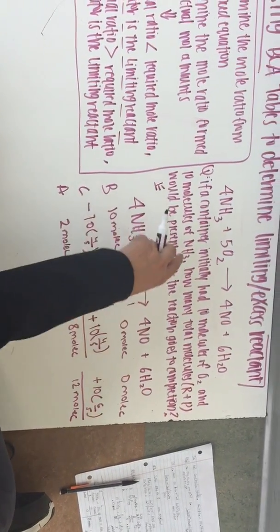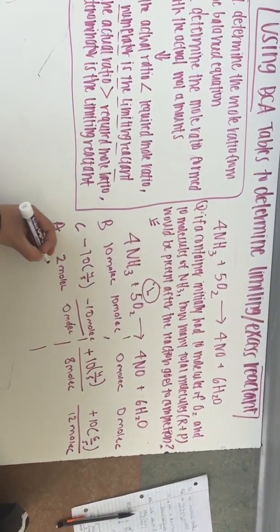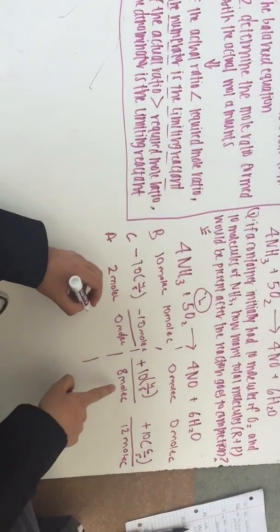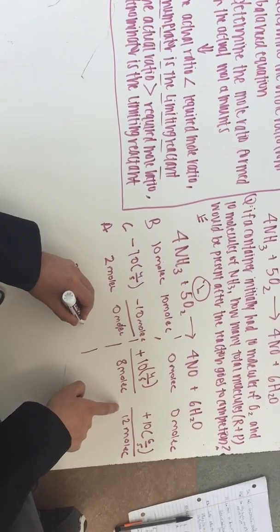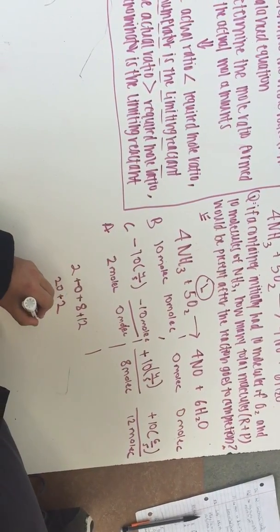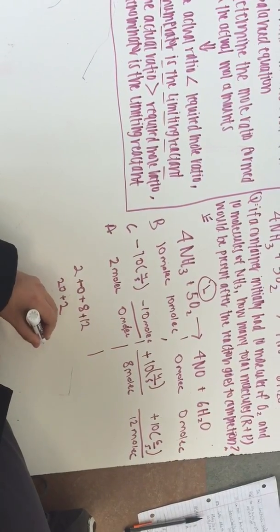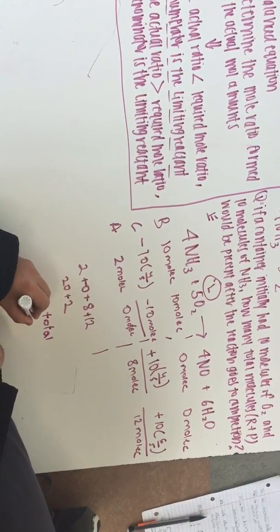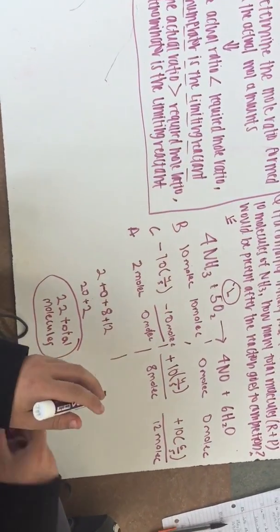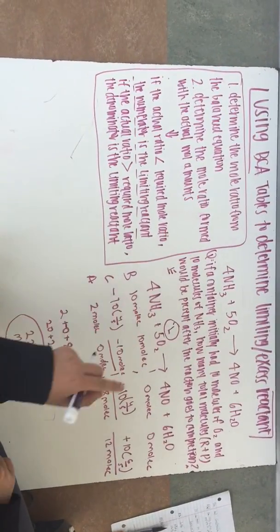Then it's asking how many total molecules there would be. So what you do is 2 molecules there, plus 0 there, plus 8 there, plus 12 there. So 20 plus 2, so 22 total molecules. Basically, a BCA table is easy, and there are many ways to do it, but that's how I do it, with the division and stuff.